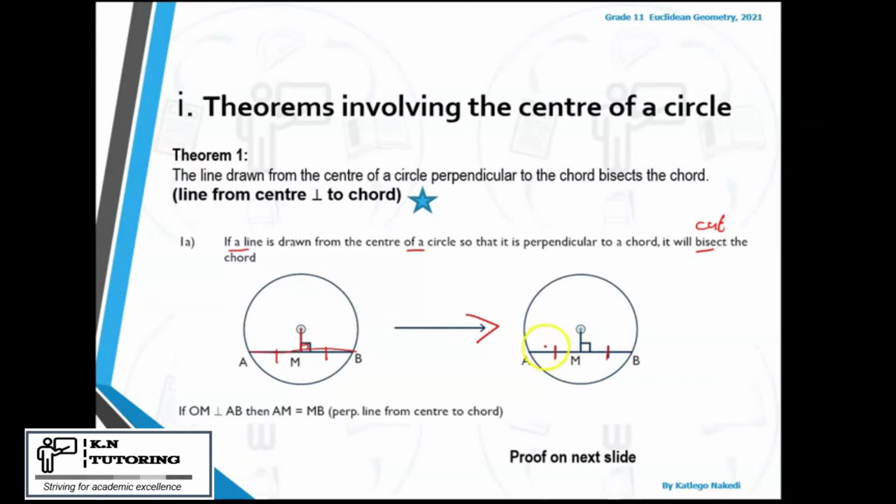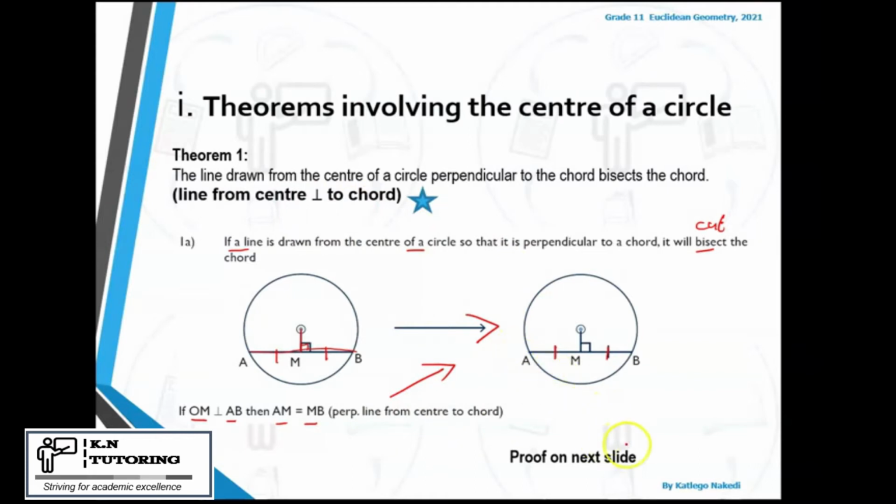That is all you need to know, or that is the key thing that you need to know about this theorem. And it says if OM is perpendicular to AB, then AM is equal to MB. So what they are saying here is what is being shown in these two diagrams. I hope this makes sense. And you can summarize this by saying perpendicular line from center to chord, which is the same as line from center perpendicular to the chord.